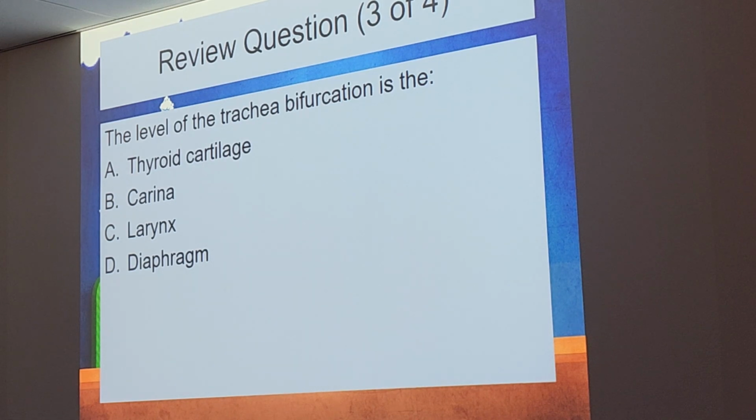Okay. And we just answered this question. B. Speaking of the tracheal level, lubrication is B.